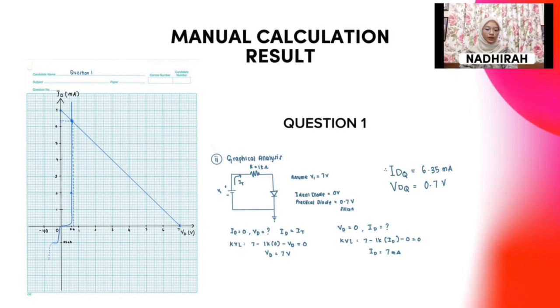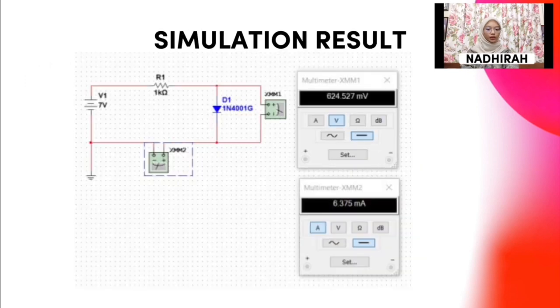Next, we use the KVL method to draw the load line. The intersection between the load line and the graph is the Q point, which is 0.7 volt and 6.35 milliampere. So this is the simulation that we get from Multisim for question 1.